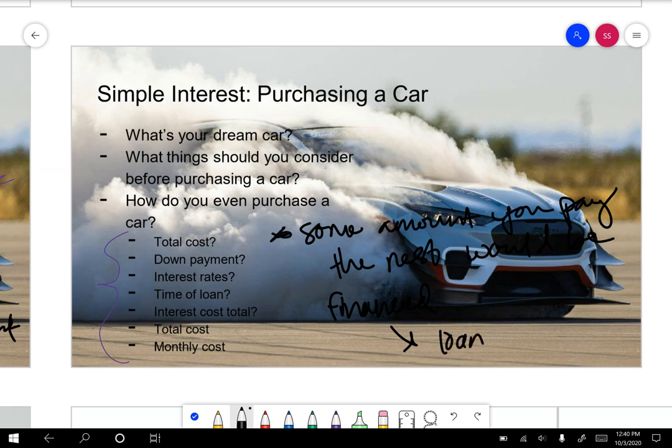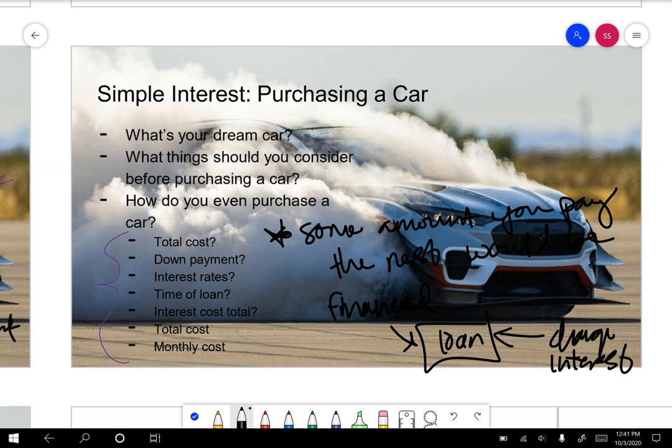So you're paying some amount, you're taking some amount off the total cost, and the rest of it would be on a loan. And the loan part is what would be charged interest. So, like an additional cost because you're borrowing money, right?